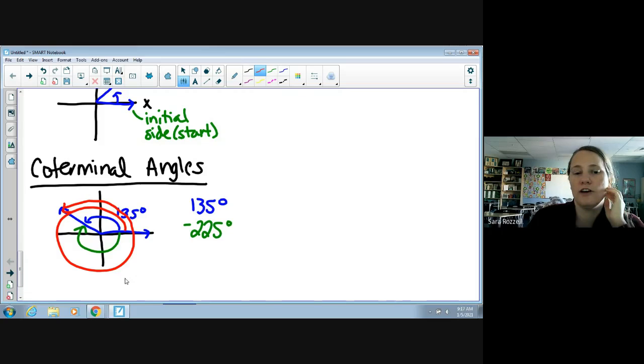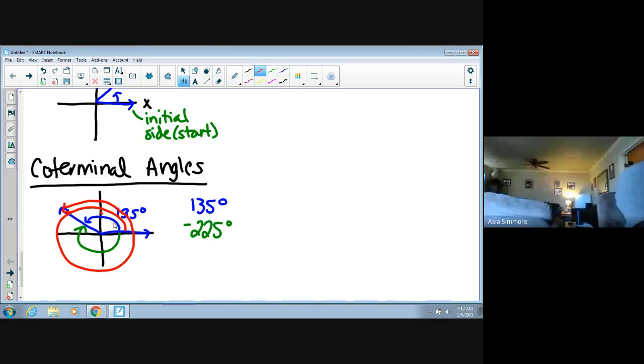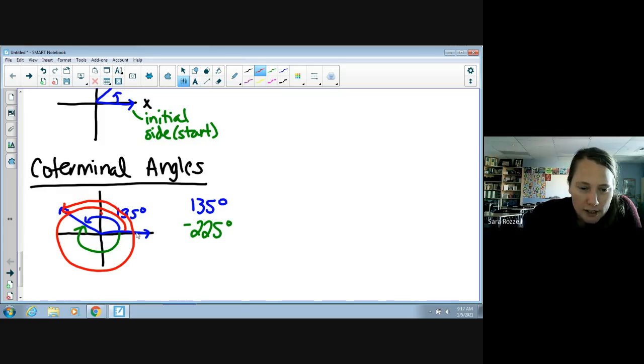So how could we figure out what that angle measure is? Is it 360 plus 135? Yeah, it's going to be 360 because we went around 360, and then we add 135 to that. So 135 plus 360 gives us 495 degrees.